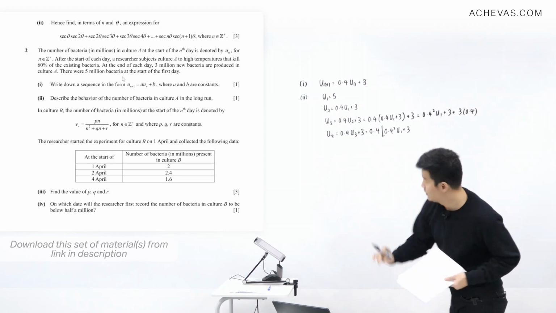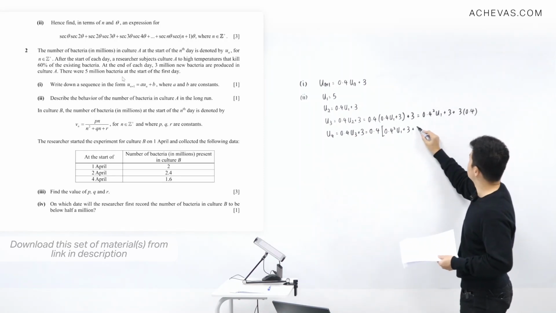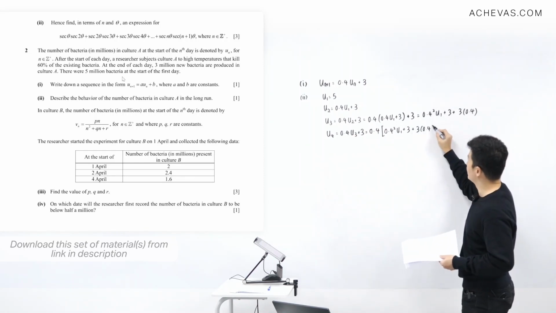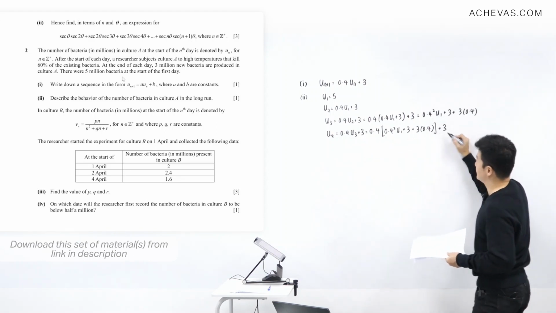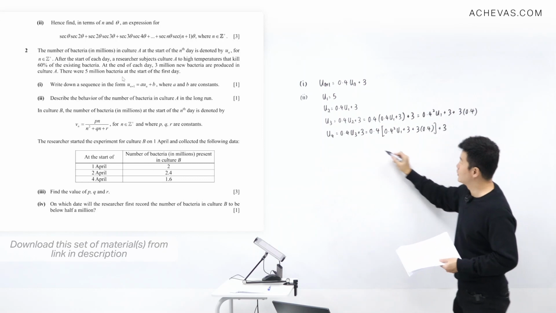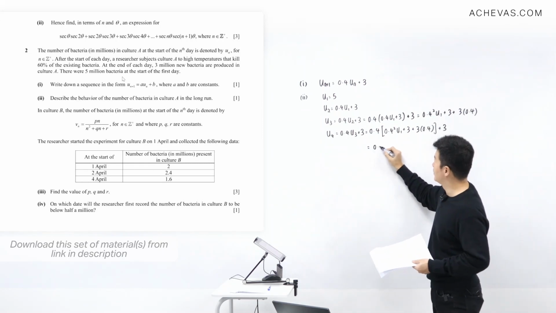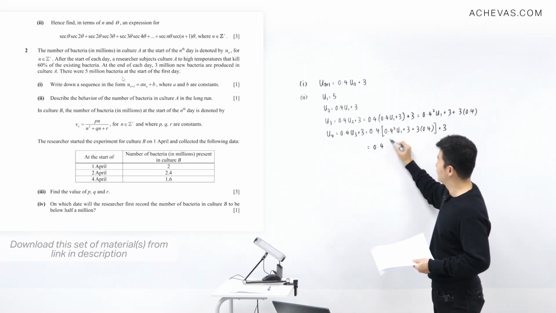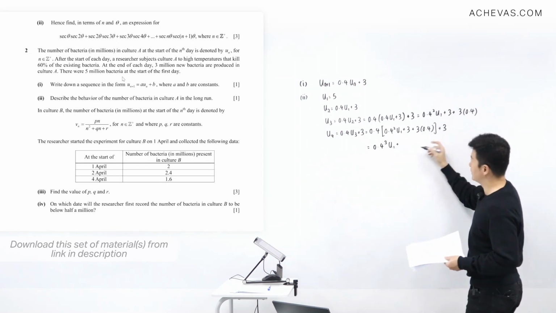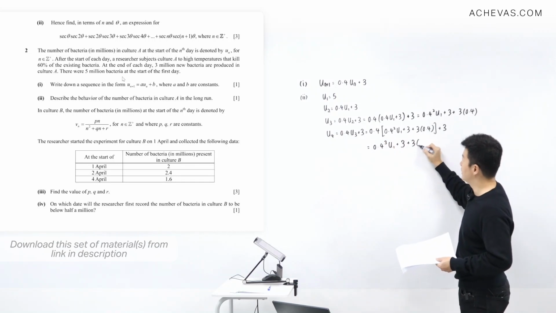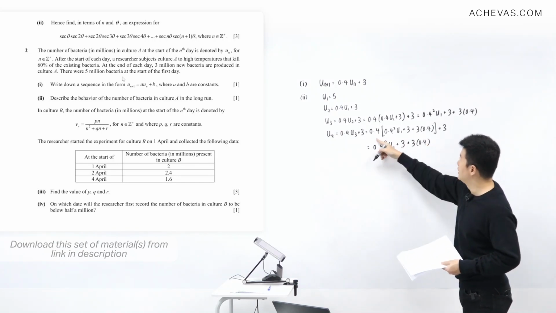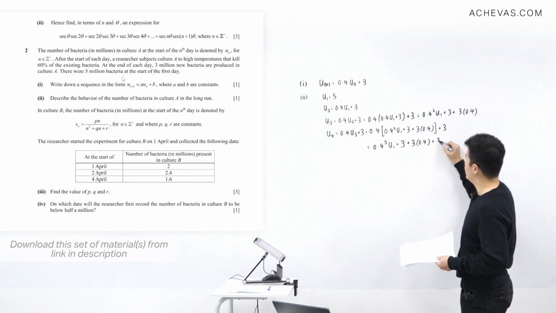So we have 3 plus 3 times 0.4, and this time I'm not going to forget about this 3, so plus 3. So this is going to be equal to 0.4 times 0.4 squared, 0.4 to the power 3 U1 plus, I'm going to write this first, so it's going to be 3. This times this is going to be 3 times 0.4. This times this is going to be 3 times 0.4 squared.